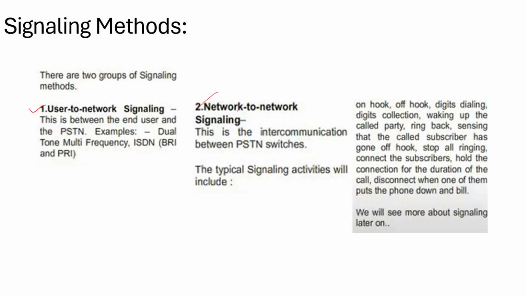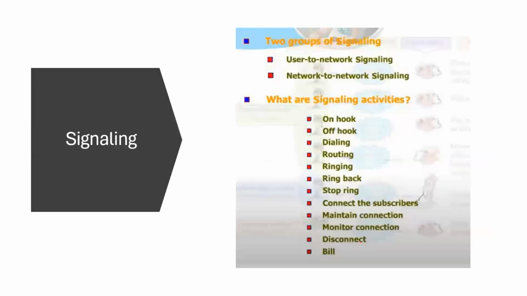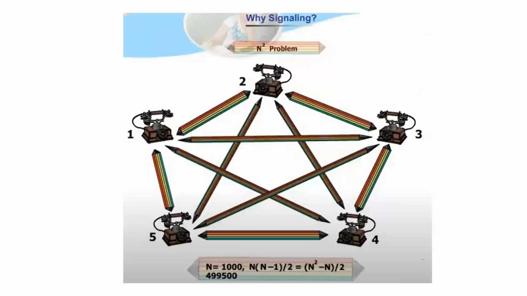Now the second point, network to network signaling. This is the intercommunication between PSTN switches. The typical signaling activities include on hook, off hook, digit dialing, digit collection, and waking up the called party. All this we have discussed in the previous slide, so skipping this. These are the two groups of signaling and the signaling activities we have discussed.